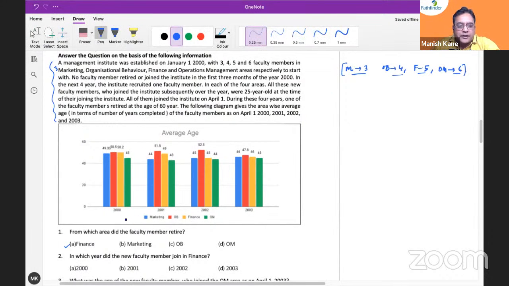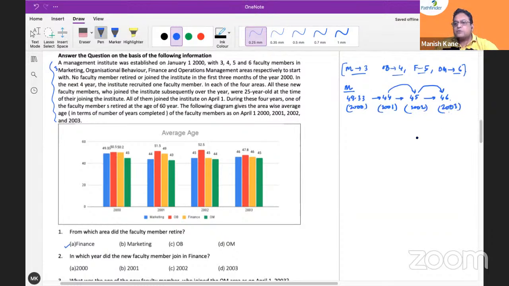So what happens in the marketing department? If you look at the marketing department, the year 2000 average is 49.33, then it goes down to 44, then it goes down to 45, then it goes up again to 46. So this is in 2000, this is in 2001, this is in 2002, and this is in 2003. From 2001 to 2002, there is an increase of 1, which is expected. From 2002 to 2003, there is an increase of 1, which is again expected. So one thing is sure, in marketing, nothing happened from year 2001 onwards. Whatever happened, happened from 2000 to 2001.